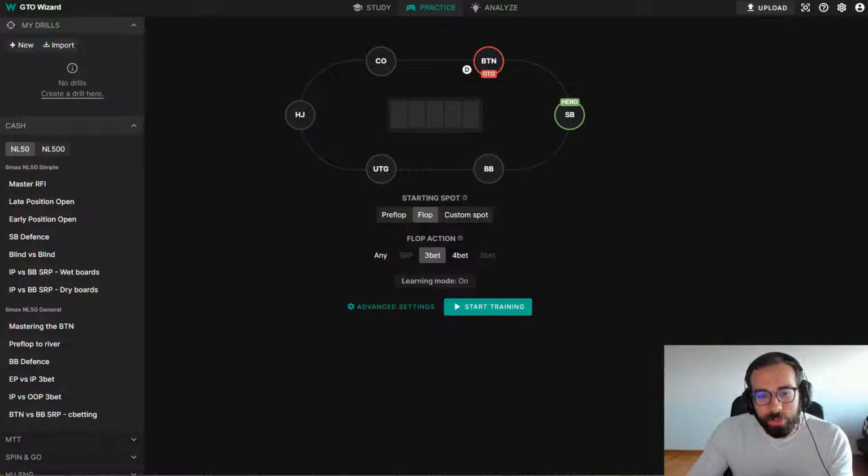Today I am going to do a training session with GTOWizard. We are going to study the spot small blind versus button, and we are going to focus on the cbet strategy.